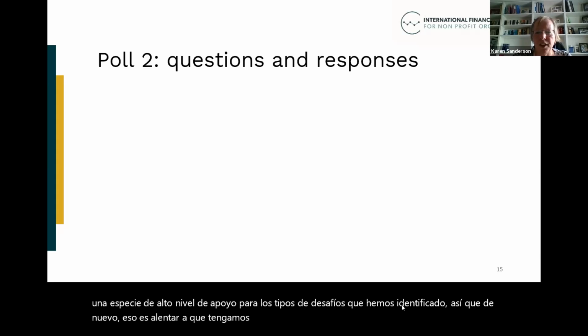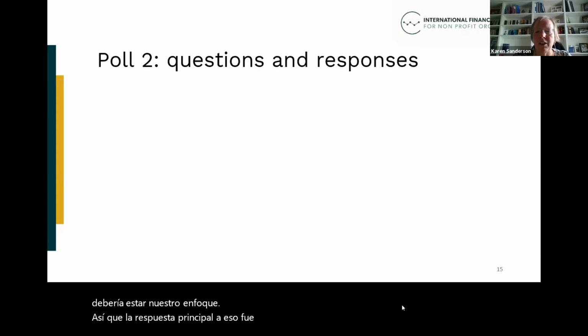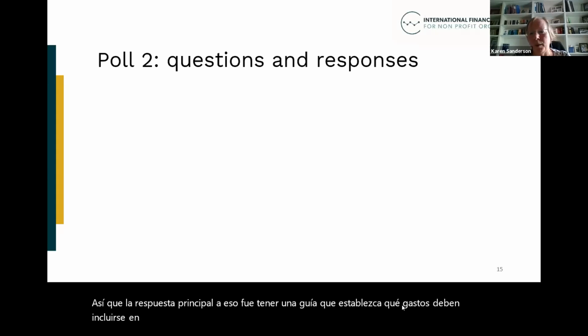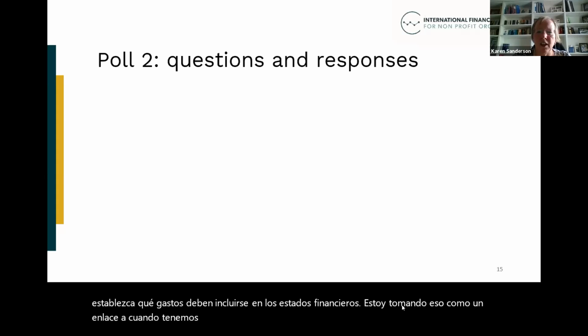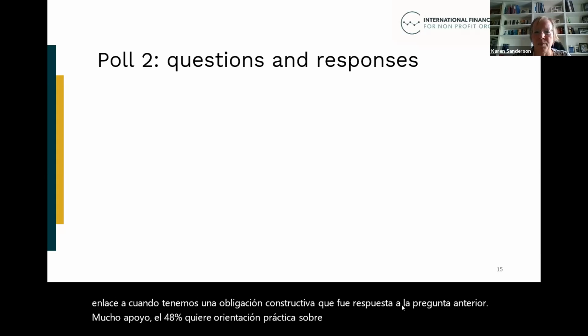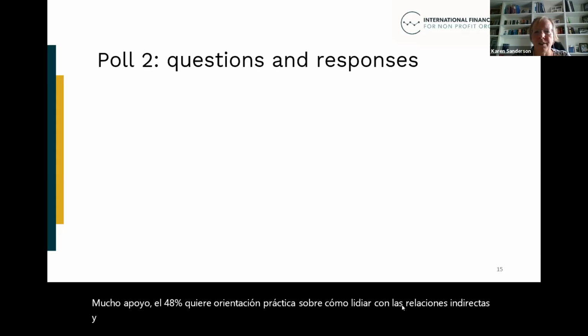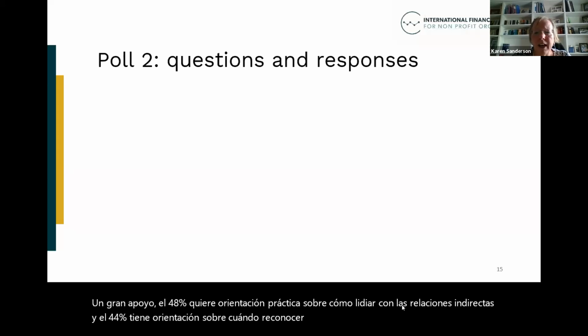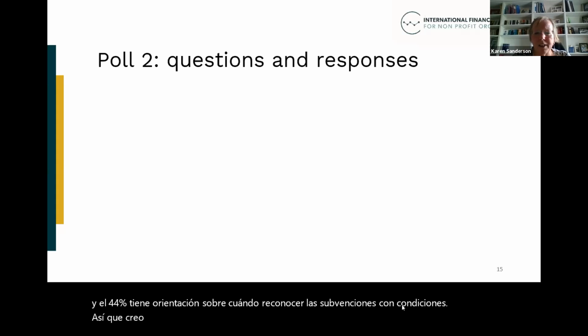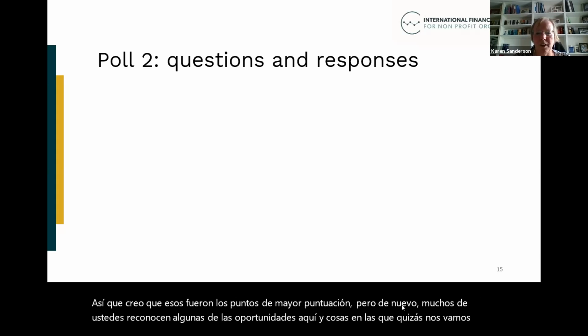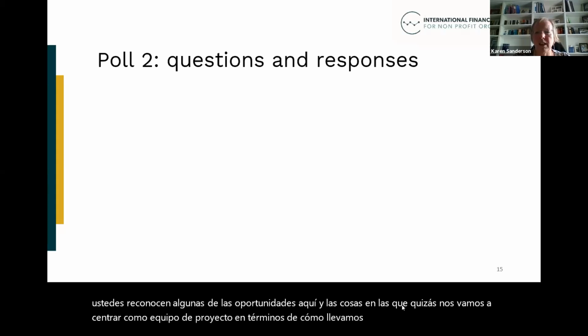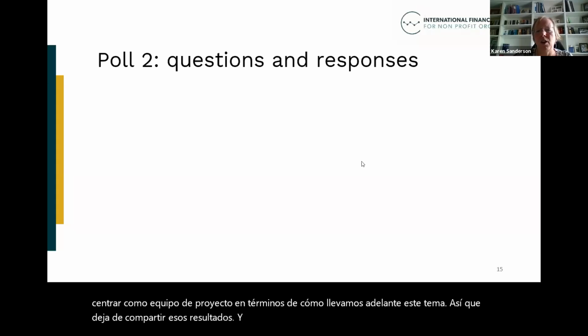And in terms of where our focus should be, the lead response was having guidance that sets out which expenses should be included in the financial statements, linking that to when we have a constructive obligation. That was the response to the earlier question. A lot of support, 48%, wanted practical guidance on how to deal with indirect relationships, and 44% wanted guidance on when to recognise grants with conditions. Those were the highest scoring items, but a lot of you recognised some of the opportunities here, and things that we can focus on as a project team in taking this topic forward. So I'll stop sharing those results.